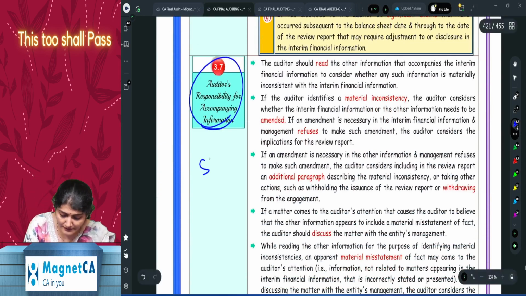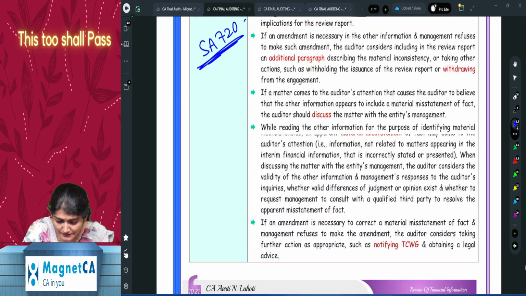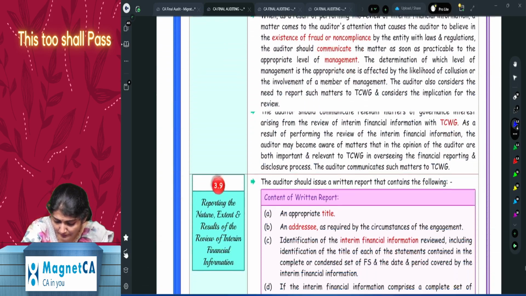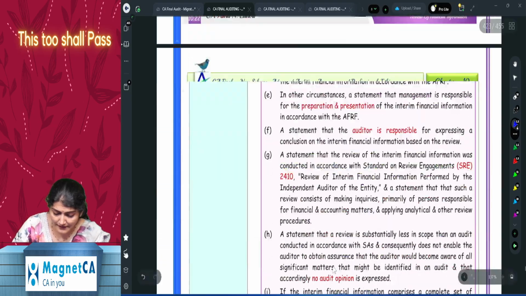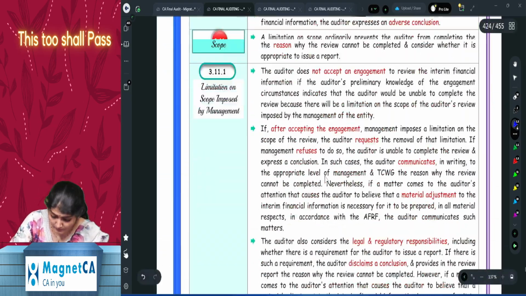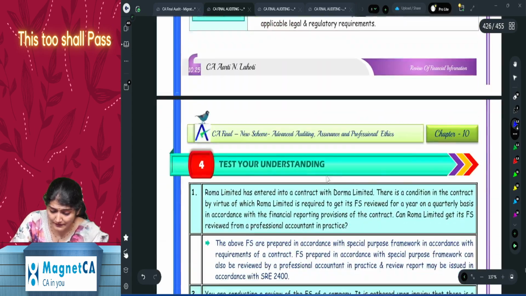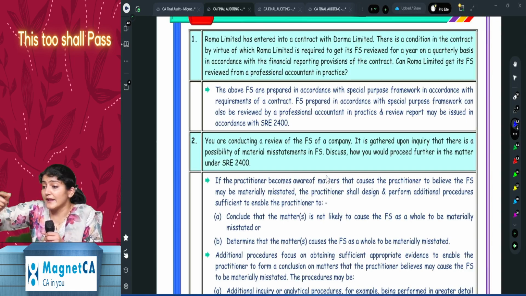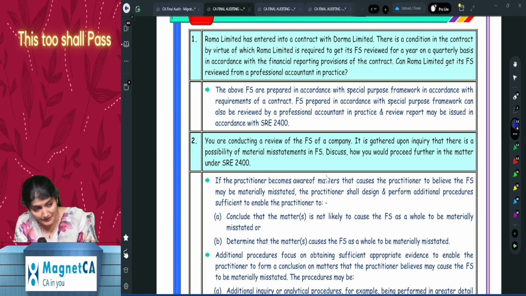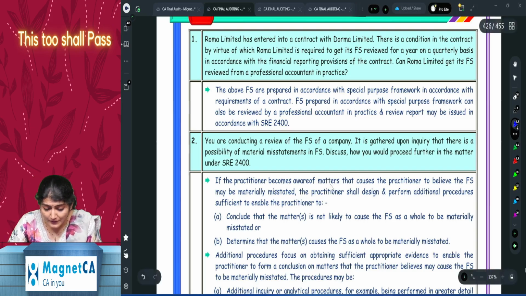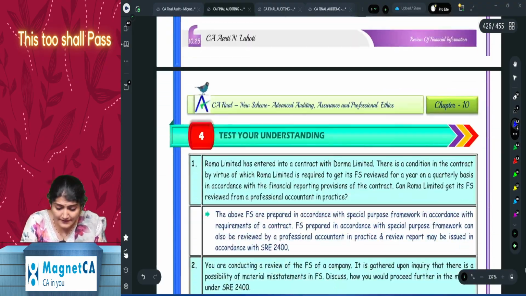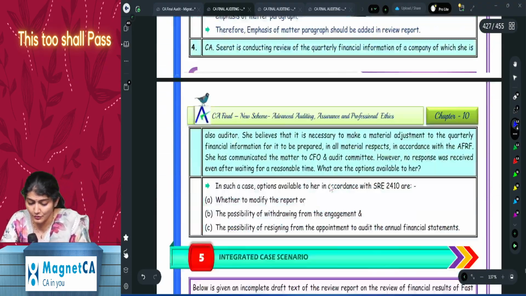So this is nothing but your SA 720. Right? Just as in audit you have the other information, in review you have the accompanying information. Then you also communicate the non-compliance, and finally we come to the contents of the report. But what is your main discussion over here? It is regarding inquiry and analytical procedures, how you update your understanding of the entity and its environment, right? And the second question is what inquiry and what analytical procedures, right? So very interesting, test your understanding questions are again given over here.